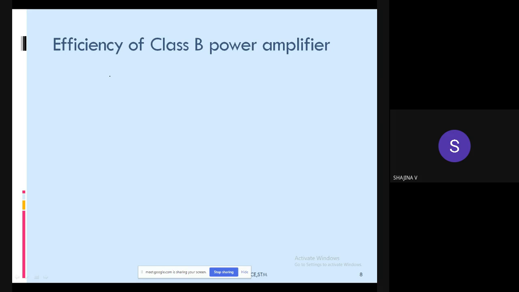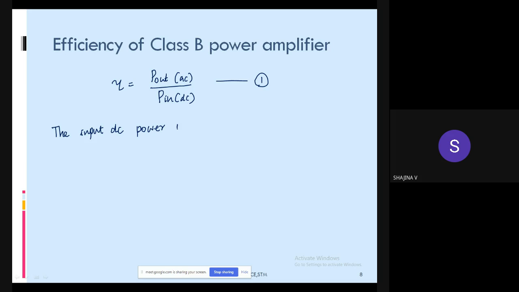Okay, so efficiency, what was our efficiency? Efficiency is generally the ratio of output AC power to input DC power, right? So efficiency is P out AC divided by P in DC. This is the equation for efficiency. Now we can consider the input and output power. First the input DC power.